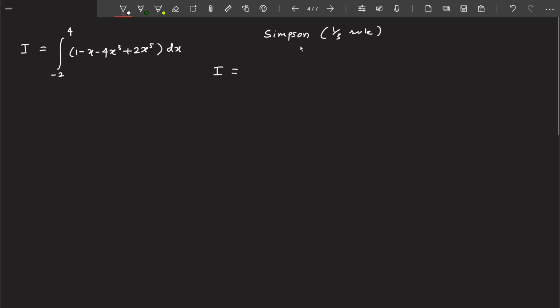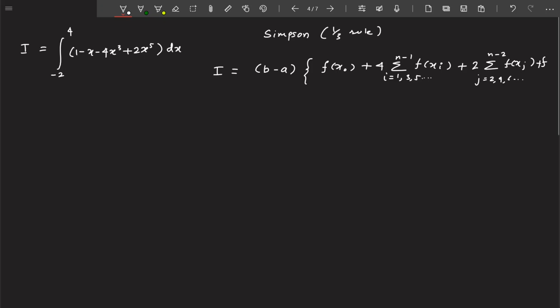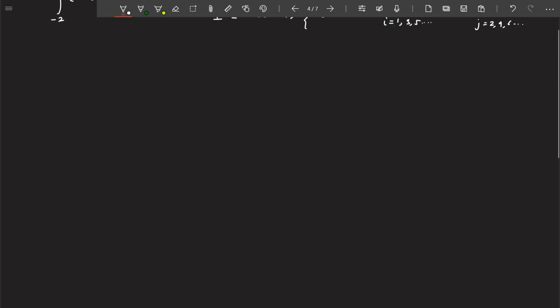I is equal to (b minus a) [f(x0) plus 4 times the summation of f(xi), where i is 1, 3, 5 and so on, that means odd values of i, up to n minus 1, plus 2 times the summation of f(xj), where j is 2, 4, 6, even values of j, plus f(xn)]. Okay, sorry, I'll write it down here.